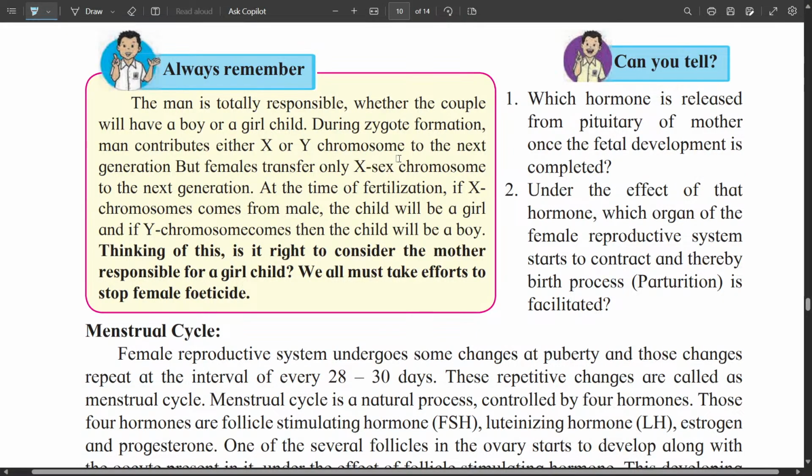The man is totally responsible for whether the couple will have a boy or a girl child, because during zygote formation, the man contributes either an X or Y chromosome, whereas the woman always contributes an X chromosome. At the time of fertilization, if the X chromosome comes from the male, the child will be a girl, and if the Y chromosome comes from the man, then it will be a boy. Thinking of this, we see that it is not right to consider the mother responsible for the girl child. It's the chromosome contributed by the man which is responsible for the boy or the girl child. So we must take effort to stop female foeticide.